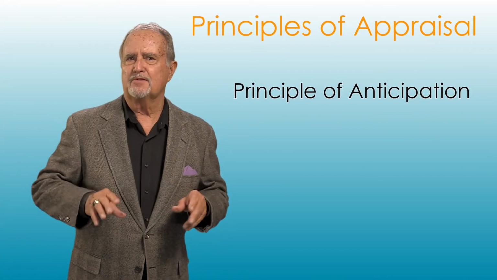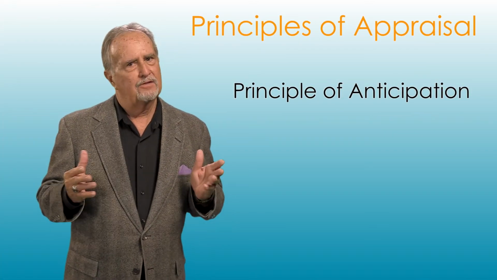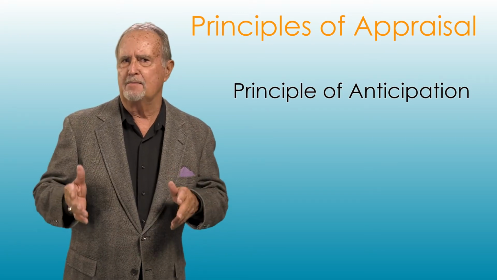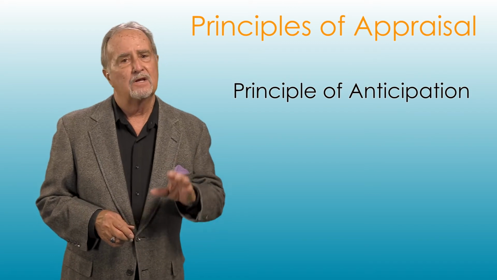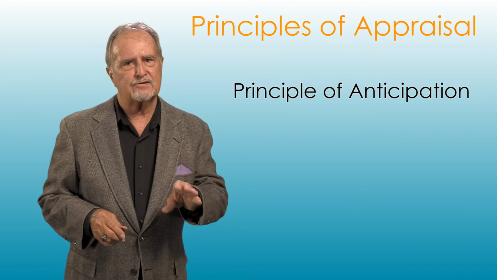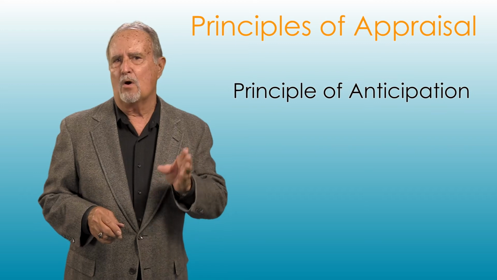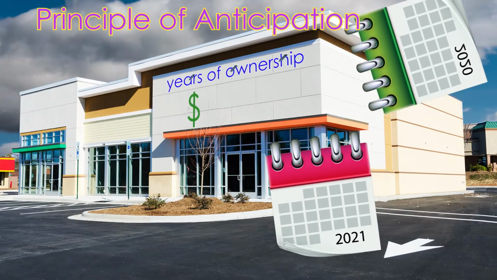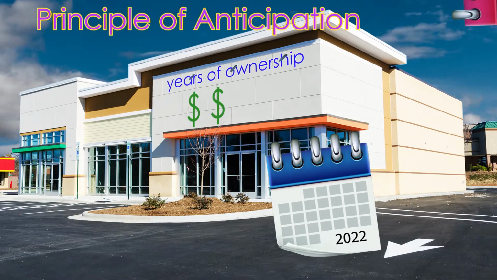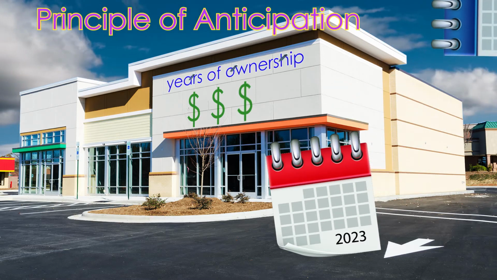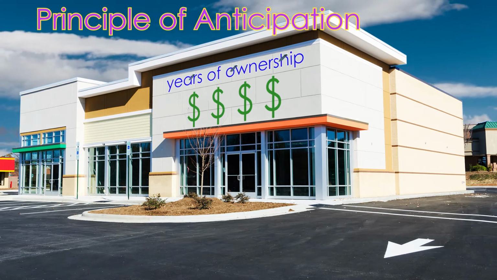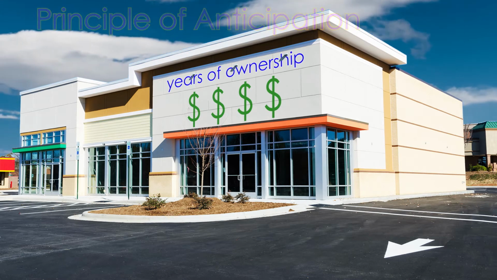Next, there's the principle of anticipation. This principle concerns how the property will benefit the owner over time and into the future. Essentially, it represents the present worth of the rights to all prospective future benefits, both tangible and intangible. In this context, the owner is anticipating the future benefits they will derive from the property. The principle of anticipation is most commonly used in commercial and income properties.